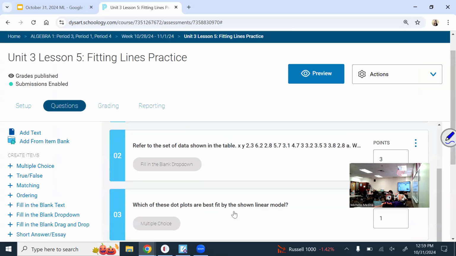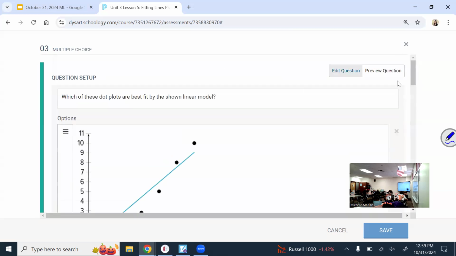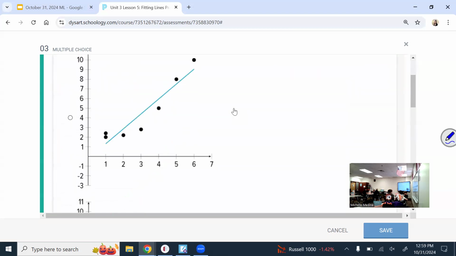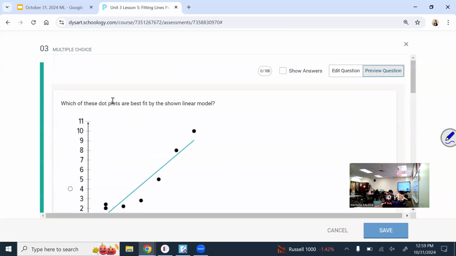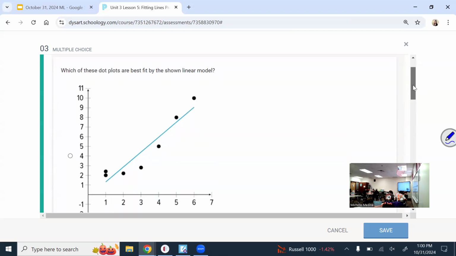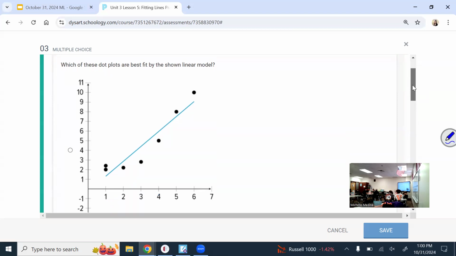Number 3, lesson 5. All right, so which of these dot plots are best fit by the linear model? So the model is the line. So the best one will be the one that's through the middle of the data that the points seem to be clustered around it. Your options might be shuffled, so just go based off of my screen.